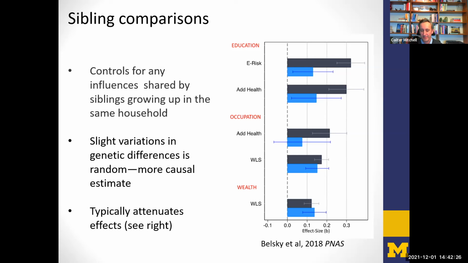This again is a different study, and I'll just give an example. The darker bars are the main effect of the genetic polygenic score on education, occupation, and wealth. But then the sibling differences in those are the light blue bars in different studies, E-Risk, Add Health, WLS, that all have siblings. You can see it attenuates that effect, but that is a more causal effect of that genetic variant or that polygenic score.